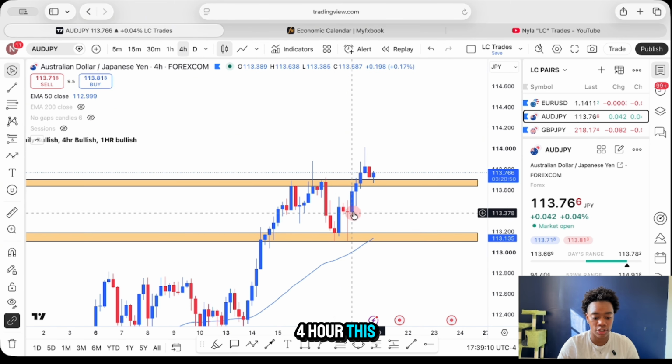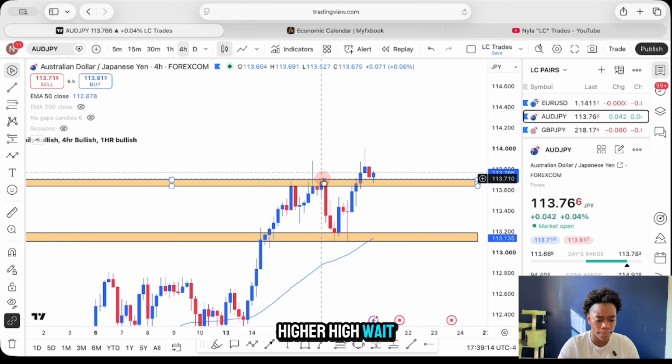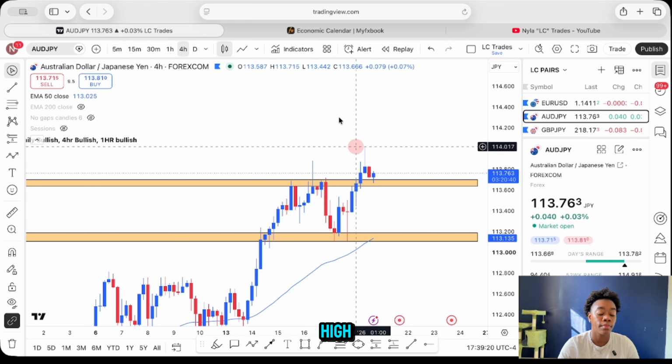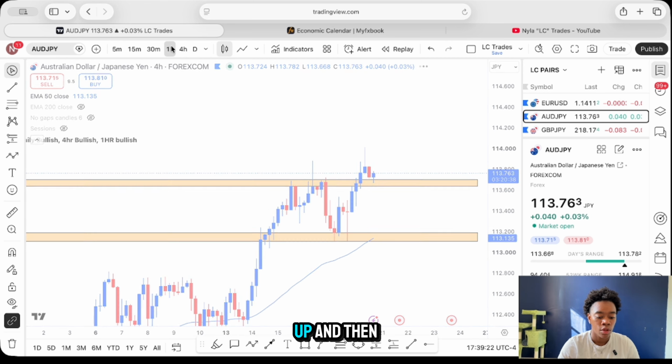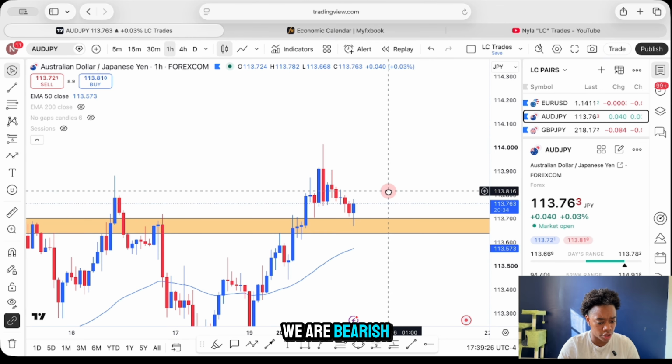On the 4 hour, this is going to be our higher low right here. This is our higher high. Wait a minute. No, this is our higher low right here. This is our higher high. Almost messed that up. And then the 1 hour is going to be, we are bearish actually.